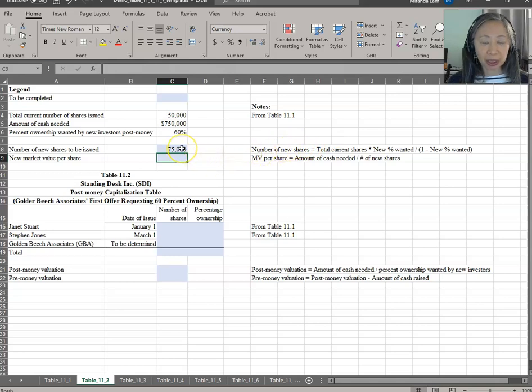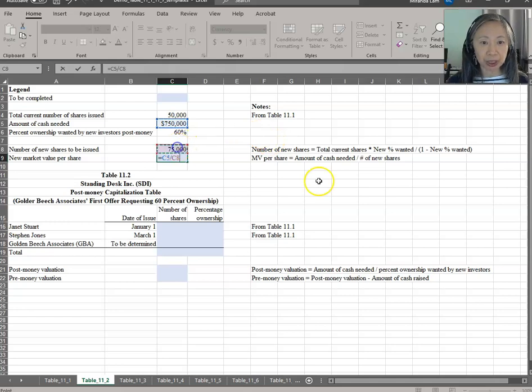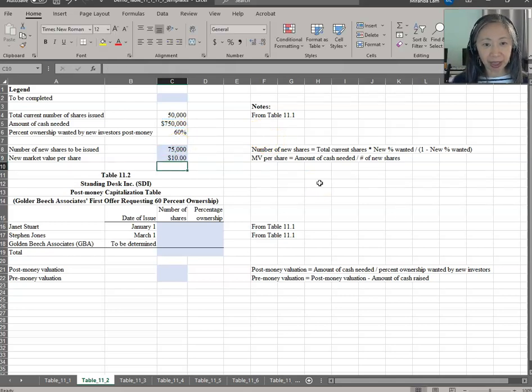So if they were going to take the $750,000 from GBA, they'll have to give GBA 750,000 shares. So the new market value per share, again, you can figure that out, is equal to the amount of cash they need, which is $750,000, divided by the new number of shares that they have. Okay. So the market value of the firm is $10 per share.